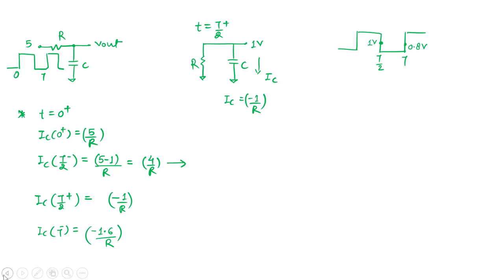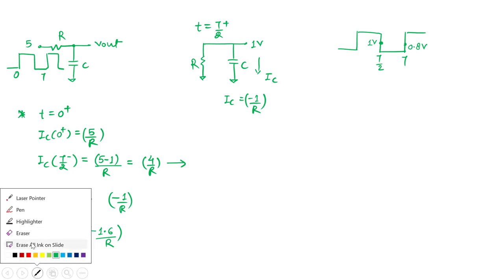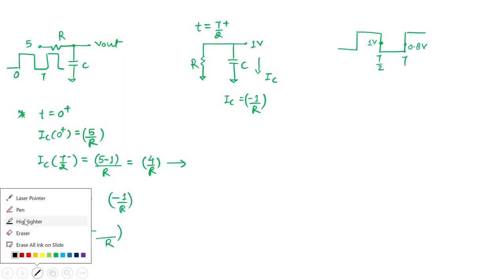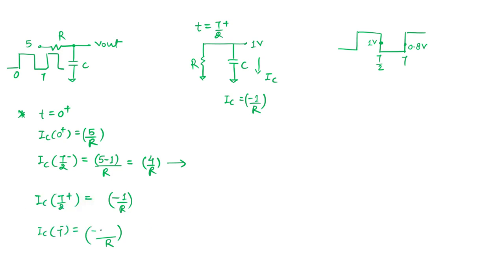What is happening here? This value is minus 1.8. Okay, sorry, not 1.8, minus 0.8. So minus 0.8. These are the current values, and what will happen at IC? This is the flow. You understand this flow. So what is IC at T positive?